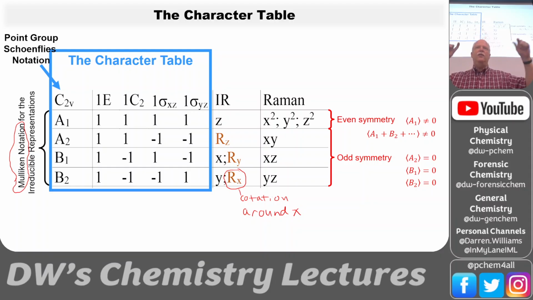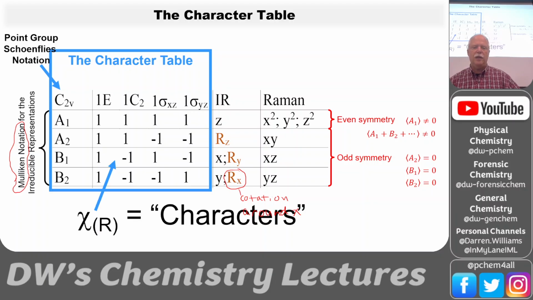So if I took the rotation around x and did a C2 on it around the z-axis, it would look like it's rotating the opposite way. So it would be a -1 under that symmetry element. These are the ways those different behaviors of the molecule, whether it's a wave function or a translation or a rotation, behave under each of these symmetries. And that's why it would be called B2 and not A2 or A1, because it has a different symmetry than those others.